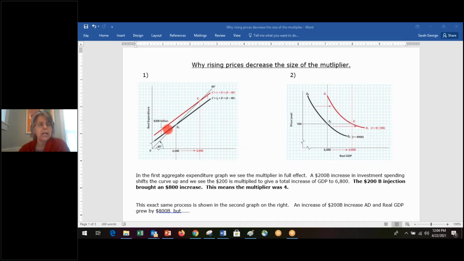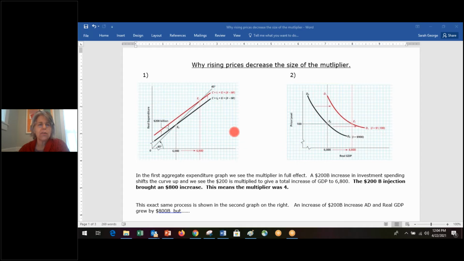Do you see the 200 billion? In investment, which shifts up the whole curve. That 200 billion created an $800 billion increase in GDP. So that's the magic of the multiplier. So if you were in an inflationary gap and you needed to increase GDP by 800, look how awesome it is. You only have to increase one of the components by 200. That's the magic of the multiplier. So 2 times 4 equals 800. So in this example, the multiplier must have been 4.